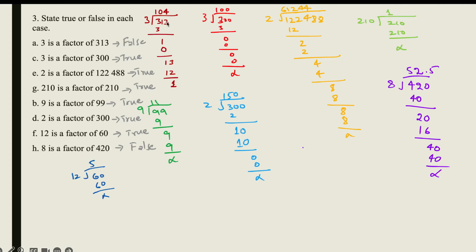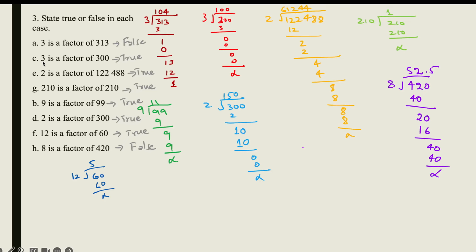We bring down the last digit, that is 3, so we get 13. So 3 into 4 is equal to 12. And again, when we do subtraction, we get 1 as a remainder. So this means that 3 is not a factor of 313.